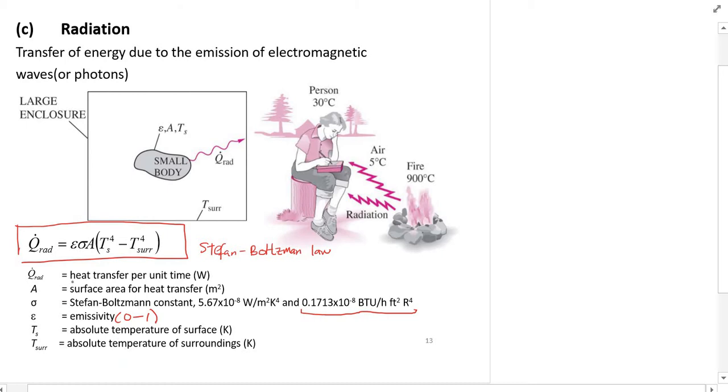And you should take note that the emissivity here is a unitless value, which ranges from 0 to 1, where if the question mentions a black body, then that means your emissivity equals 1 for a black body. It can fully absorb radiation.